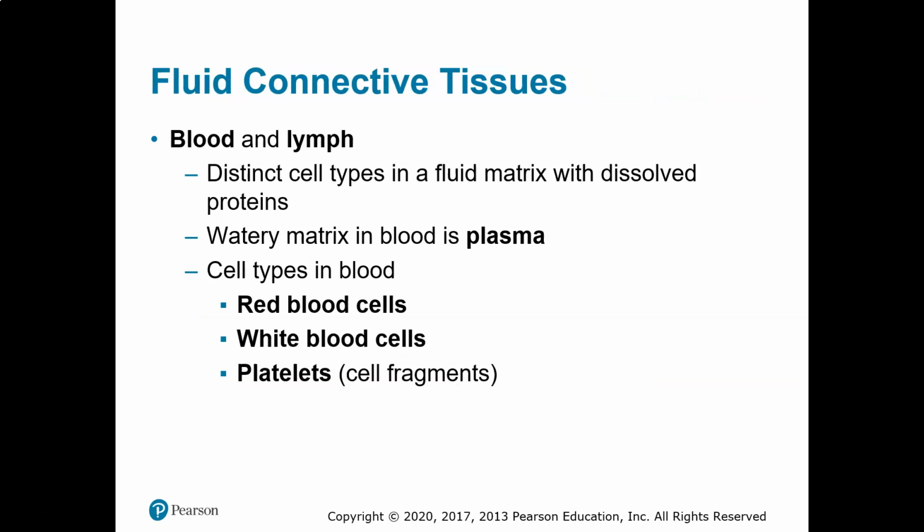All right, and then we move on to fluid connective tissue, which includes blood and lymph. The cell types found, and by the way, the matrix is plasma, and you do not have any protein fibers. There are no fibers in blood or lymph in fluid connective tissue. It's just the matrix, which is fluid, it's watery. So plasma is the matrix in blood.